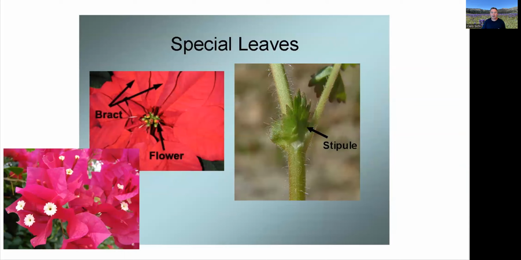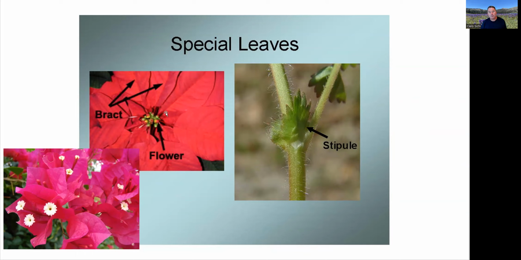Now back to some of those special leaves. Remember we talked about the stipule? It's a modified leaf, and typically that stipule is originally meant to protect the bud. Now there are some other oddballs too. Poinsettia is actually a Euphorbia. There's a bunch of weirdo Euphorbias. They're really cool plants, but a lot of people don't know that poinsettia is actually a Euphorbia.